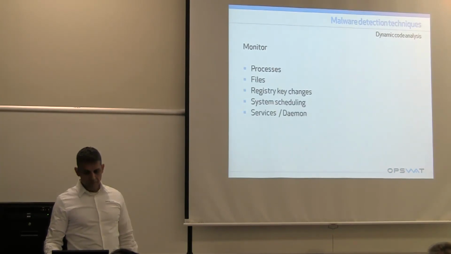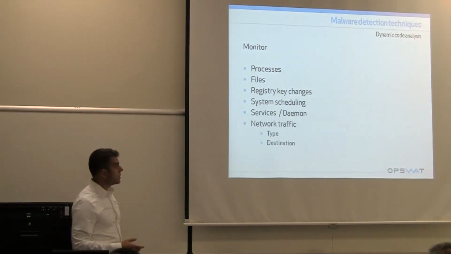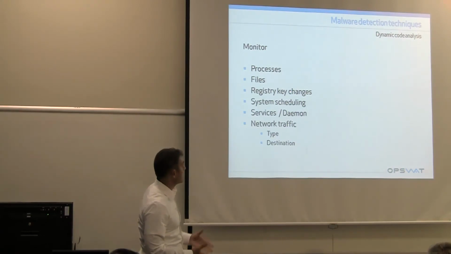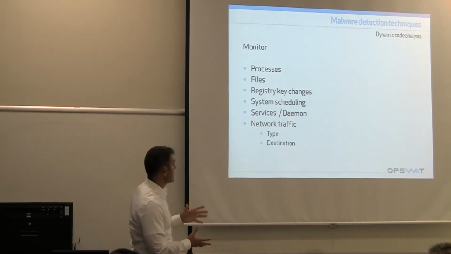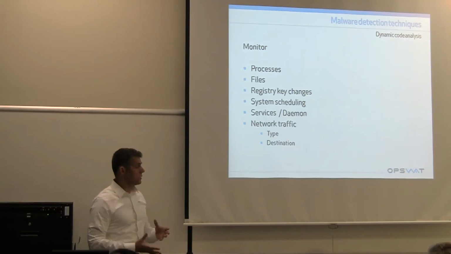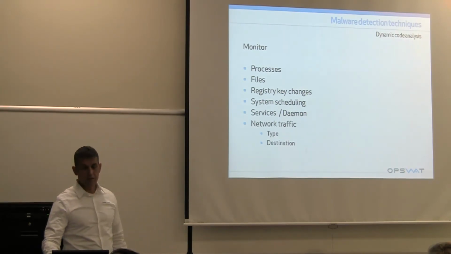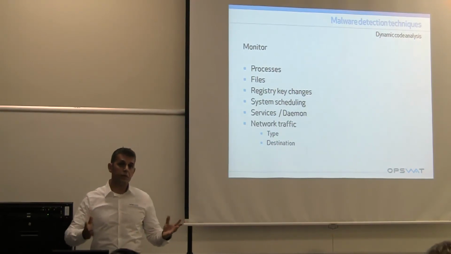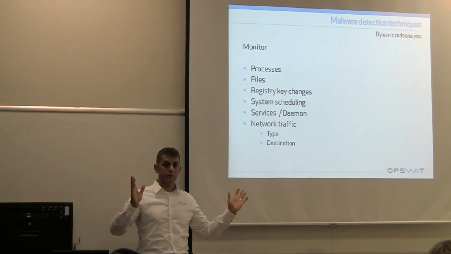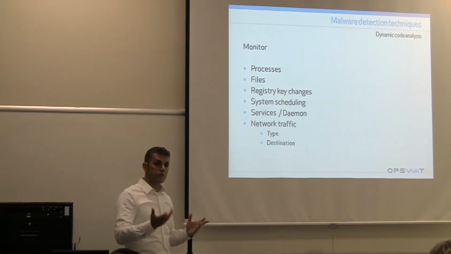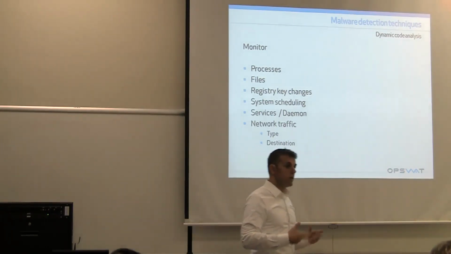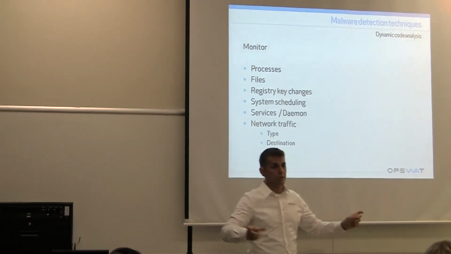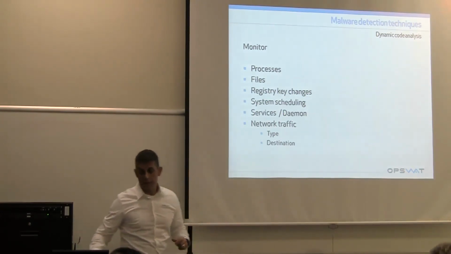And in terms of monitoring, whenever you do dynamic analysis, you can go ahead with pretty much everything: processes, files, registry checks, system scheduling, services, daemons, and network traffic. Network traffic could be either type or destination. If you have a bot, typically it's going to specific and very known IPs. If you look at Zeus, it's a very known bot that is out there. There is a website that tracks the IPs of Zeus as they propagate. If you Google Zeus tracker.